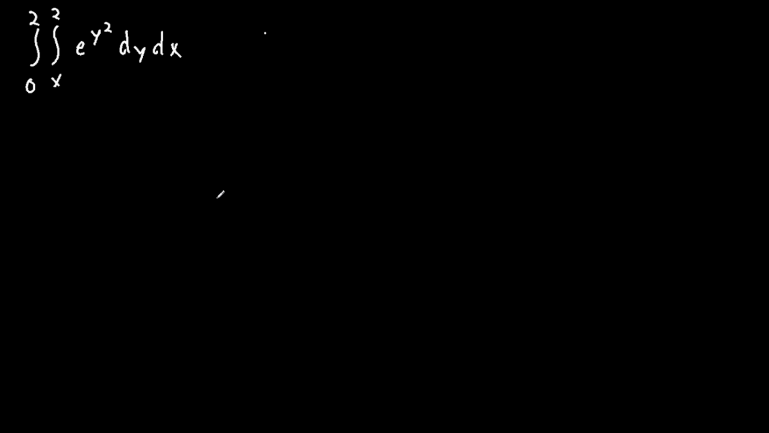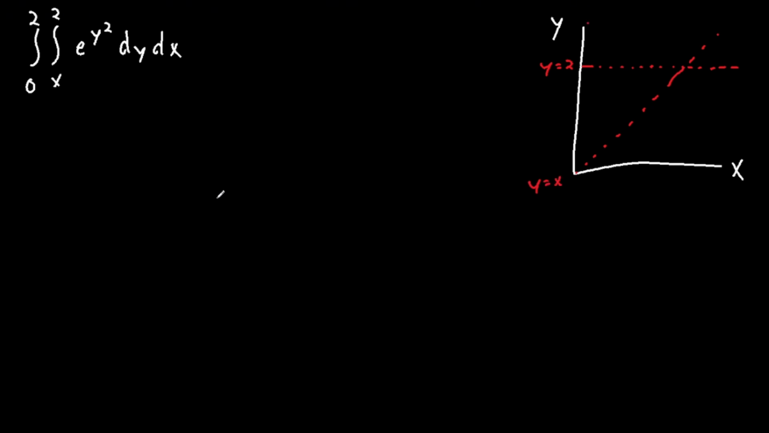So the first thing we're going to do is draw out our graph. It always helps to draw out the graph. Let's draw out our bounds first. Our first bound is the y bounds, and y is bounded by 2 and x. So this is y equals 2, and x, which is just y equals x. So this function is y equals x. And our x is bounded from 0 to 2.